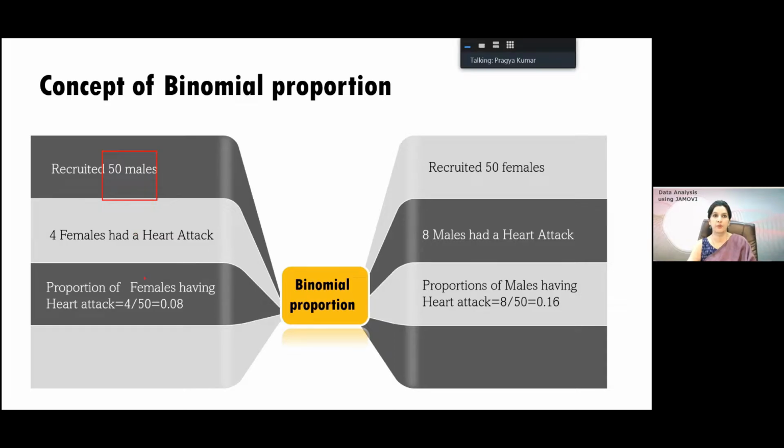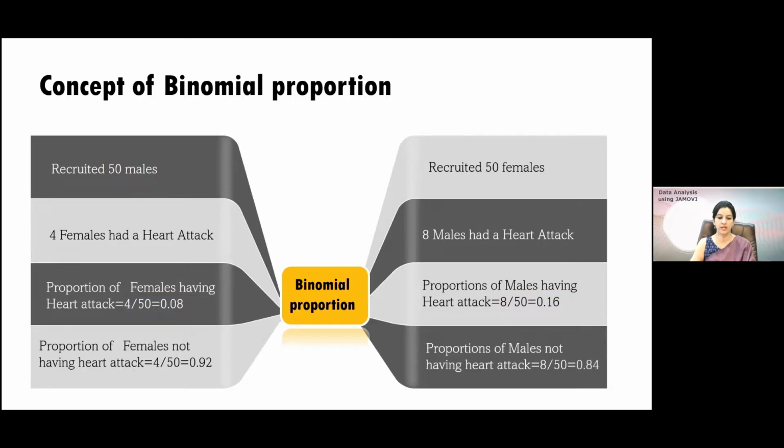So the proportion of females having a heart attack in this case would be 4/50, so it will be 0.08. Similarly, in this case, it will be 8/50, so it will be 0.16. Now you have to test this difference, 8% versus 16%, and that you do by the chi-square test.